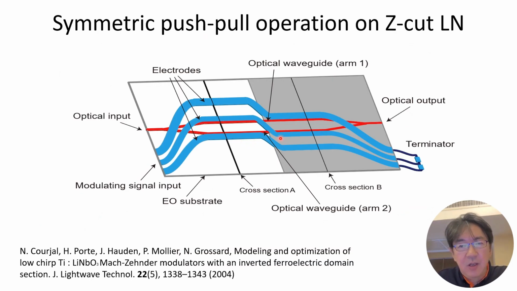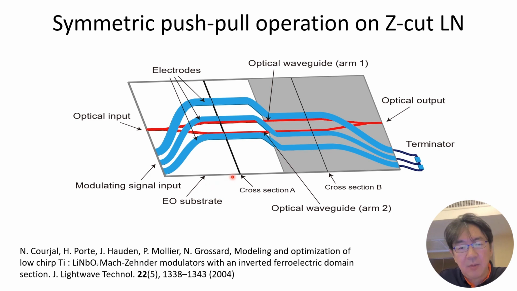As I mentioned, if we use a Z-cut lithium niobate, we can increase the modulation efficiency. But for symmetric modulation, push-pull operation, we have to use an X-cut lithium niobate. There is a kind of trade-off relationship. To mitigate this trade-off relationship, advanced device structures have been proposed. Here's one of them. They use a domain flipping technology.